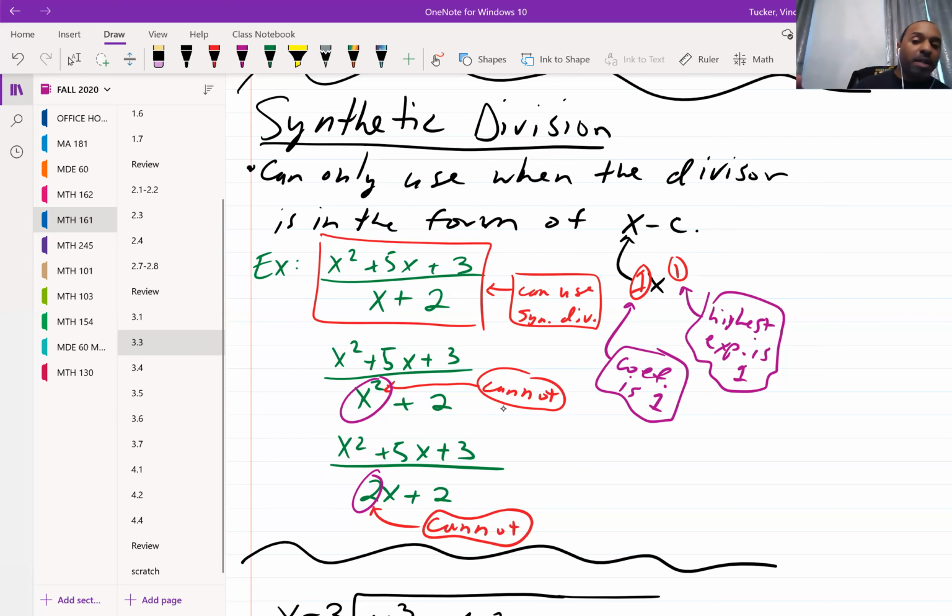It fits this form of x minus c. All right, so it's not about that minus sign. It's about your x having the coefficient of 1 and the exponent of 1. So now this second one, we cannot use it because we have x squared. And in this third one, we cannot use synthetic division because we have a 2 in front of x. All right, so if you have anything attached to your x that's not 1, then you cannot use synthetic division.